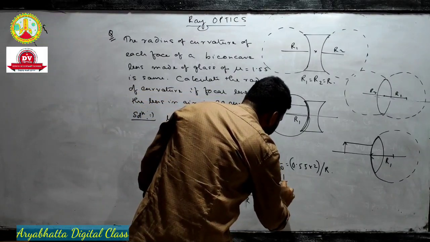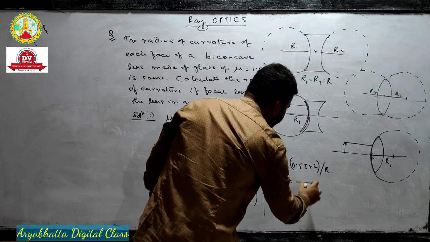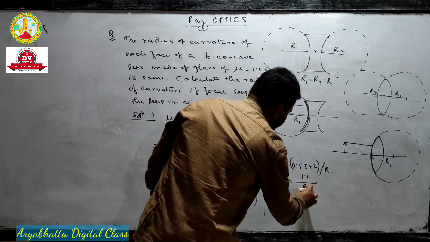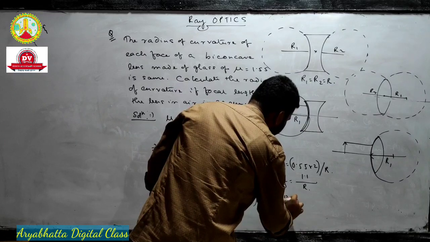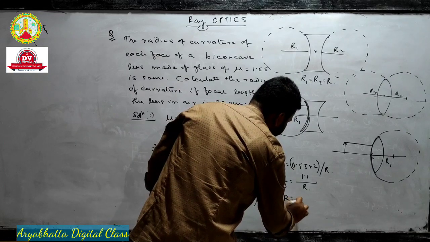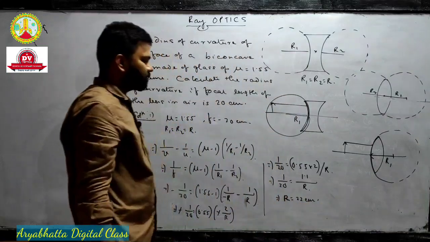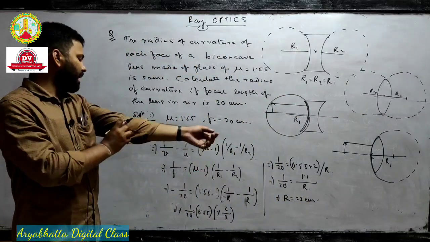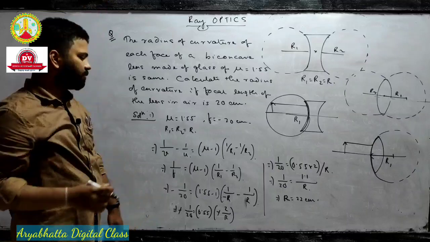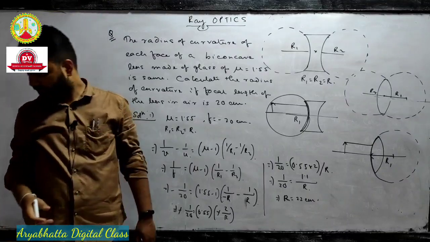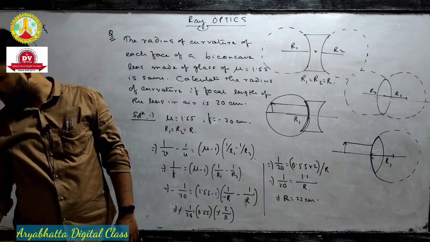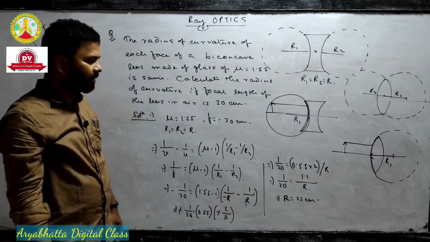So 1 by 20, 0.5 into 0.5, 1.1 by R. So R will be equal to 22 centimeter. So what will be the value of R? R will be equal to 22 centimeter. Okay, this is the answer, and the answer is also verified. It will be 1 by 22 centimeter.